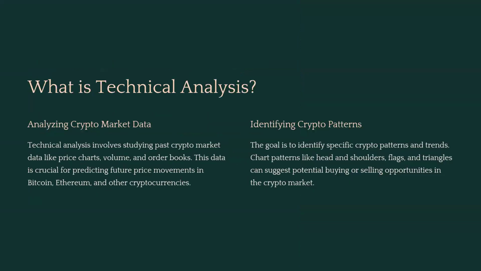So actually, what is technical analysis? It involves the study of past crypto market data like price charts, volumes, and order books. This data is crucial for predicting future price movement in many cryptocurrencies like Bitcoin and Ethereum. By studying this data, you can identify specific patterns and trends. Chart patterns like head and shoulders, flags, or triangles can suggest potential buying or selling opportunities in the crypto market.